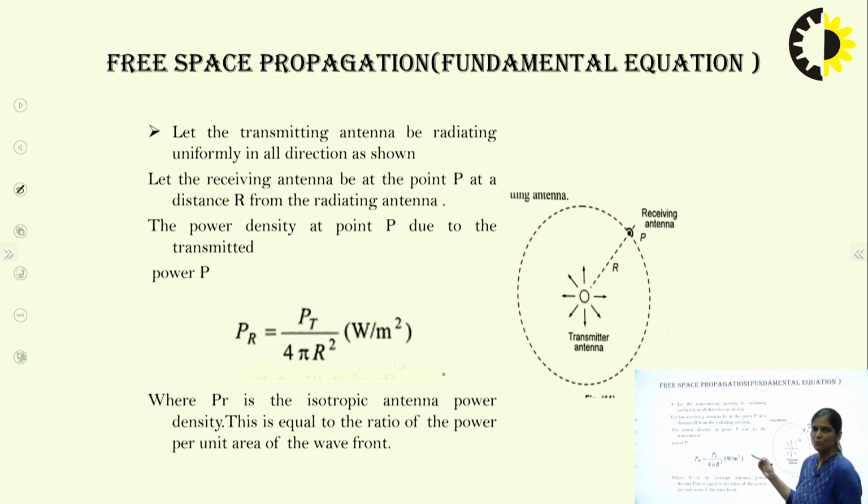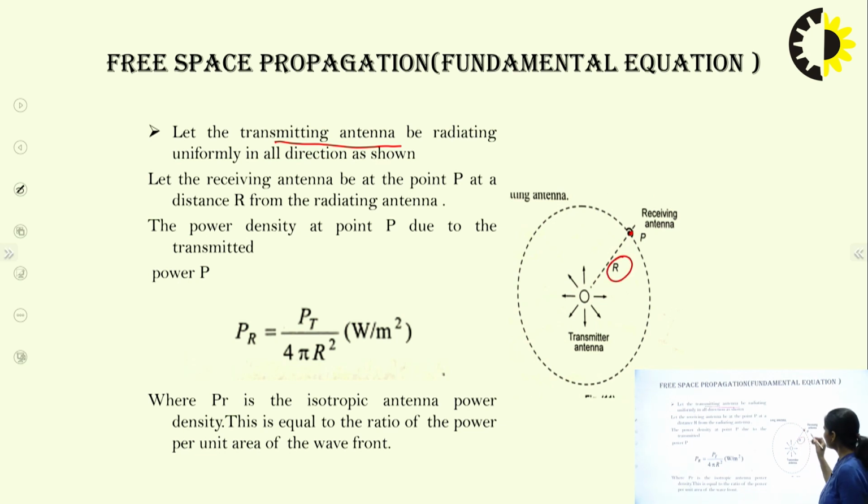Now, free space propagation, or the fundamental equation for free space propagation, is equal to what? PR is equal to PT upon 4 pi R square. Here you are considering the transmitting antenna to be radiating uniformly in all directions. This is the transmitting antenna, and it radiates uniformly in all directions. The receiving antenna is at point P, and the radius from transmitter to receiver is represented by capital R.